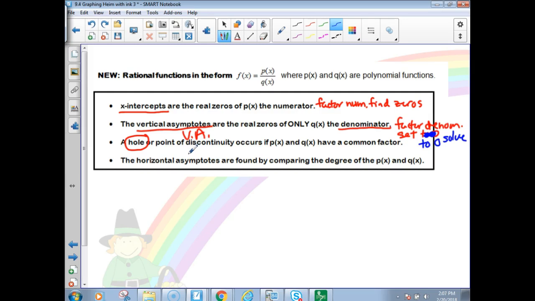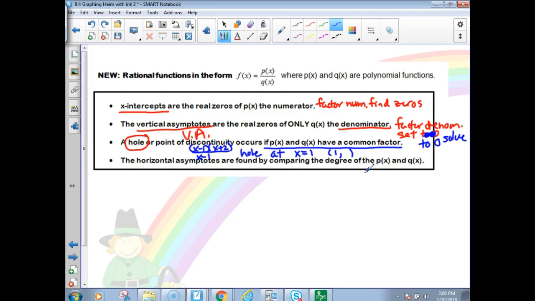Now, you have a hole in the graph if there is a common factor in the numerator and denominator. Okay, so an example, if you had x minus 1, x plus 2 on top, and then on the bottom you had x minus 1, you would have a hole at x equals 1, and then you would find the point, 1 something.